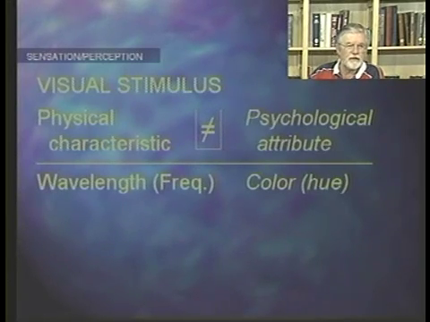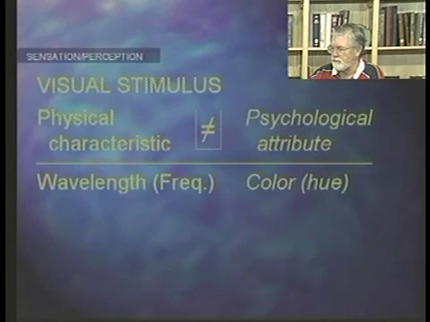The other word that psychologists sometimes use is hue, H-U-E. Hue, or color, is what's altered when the wavelength or frequency of the light wave changes. As that changes, the color that we experience changes.